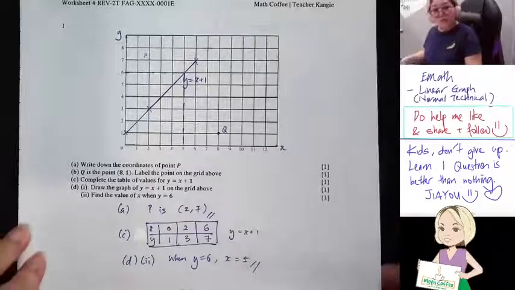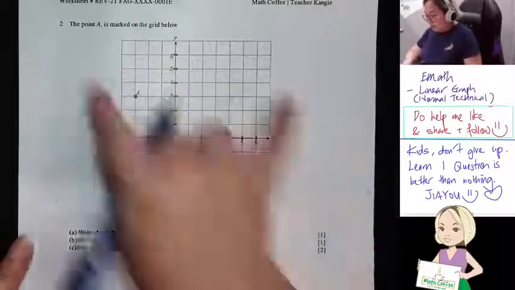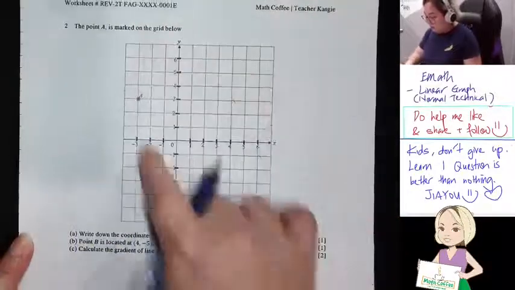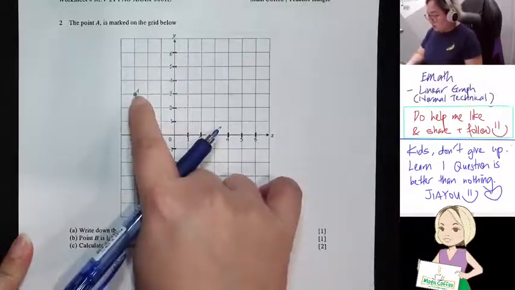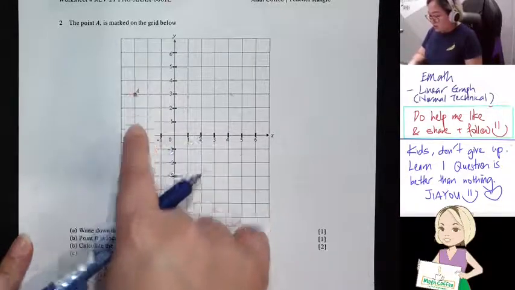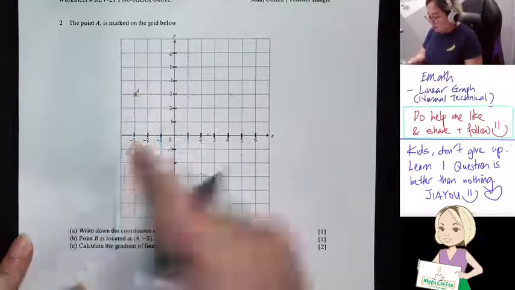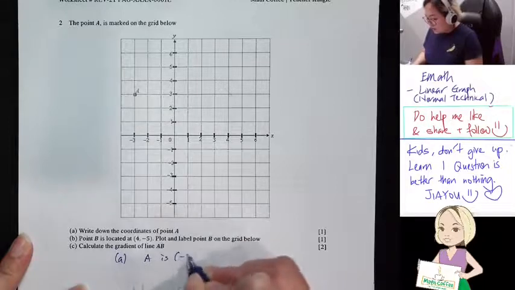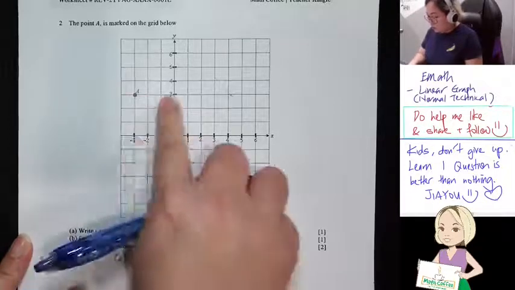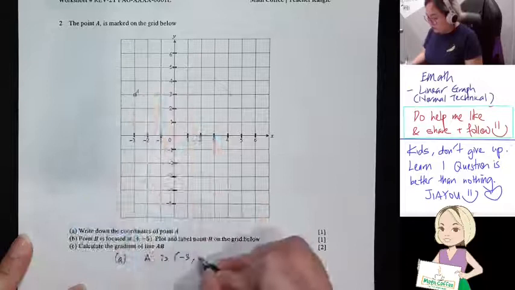Okay, let's move on to the next question. The point A is marked on the grid, which is here. So same thing, we're going to write out the coordinates of point A. We always read the x-axis first. So read the x, which is minus 3. So part A, you will say my A is minus 3, comma, the y will be, read the y-axis, which is 3. So it's (-3, 3).